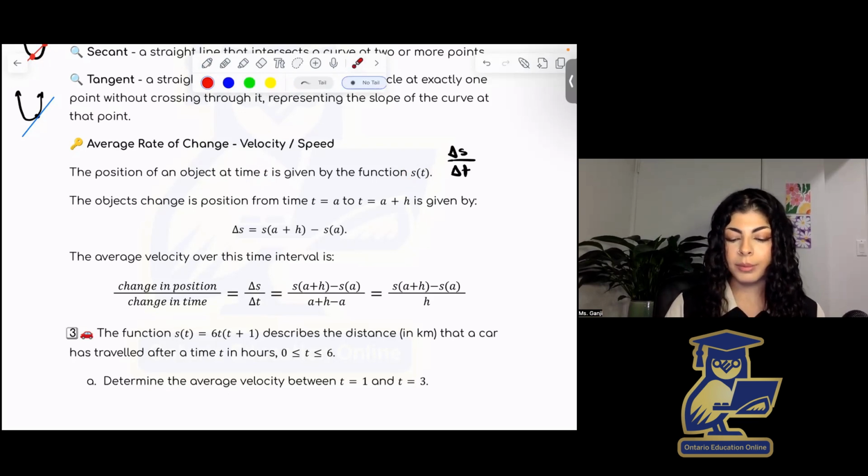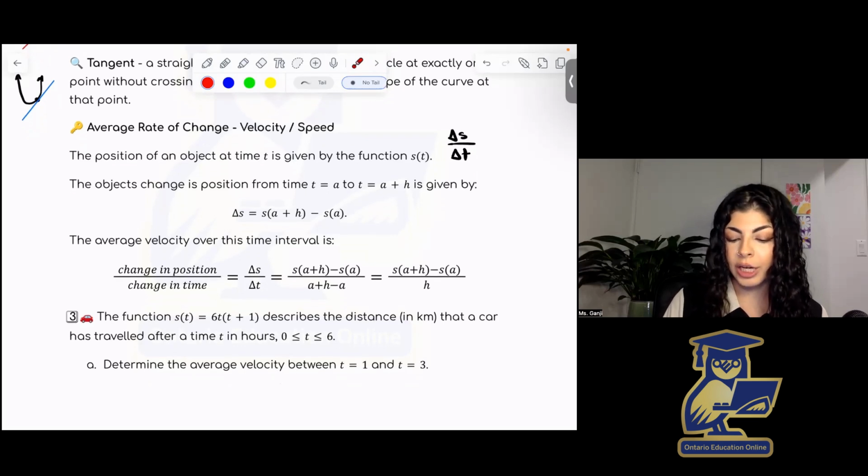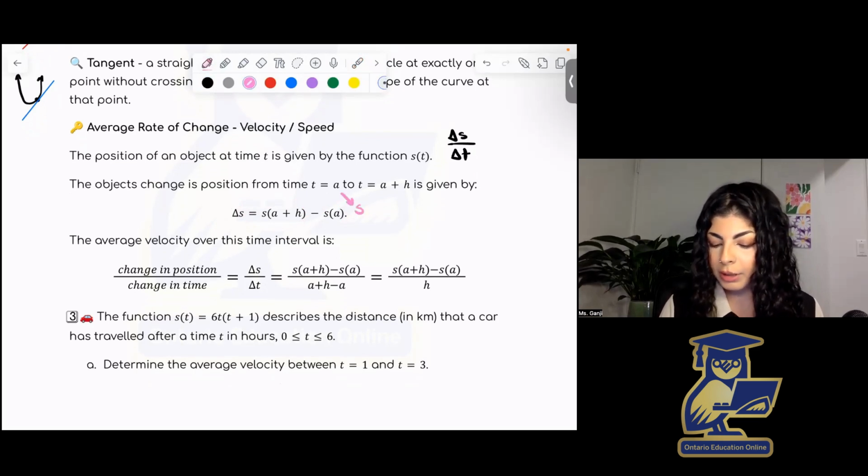Now, consider that an object changes positions from t equal to a to t equal to a plus h. So our starting time is time a, and after h amount of time, we can determine that the change in the position, or change in s, is given by the new position, so s of a plus h, minus the starting position, which was s of a. So again, remember, this is the starting position, and this is our ending position.